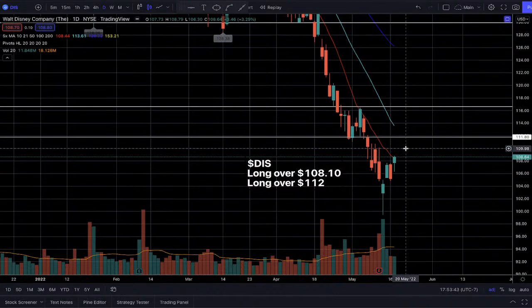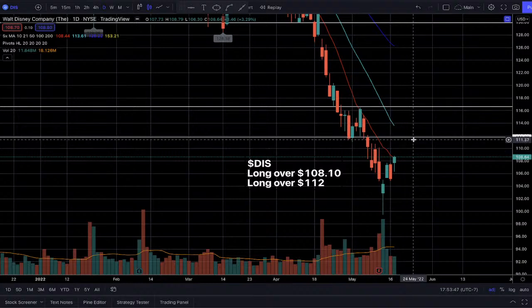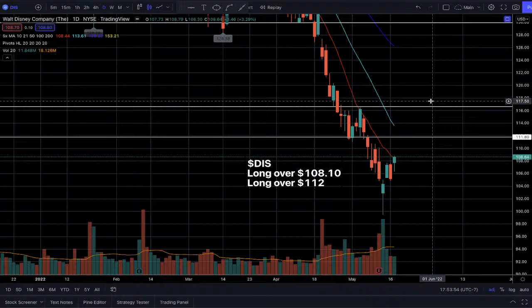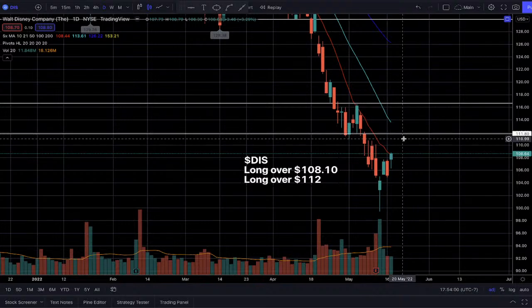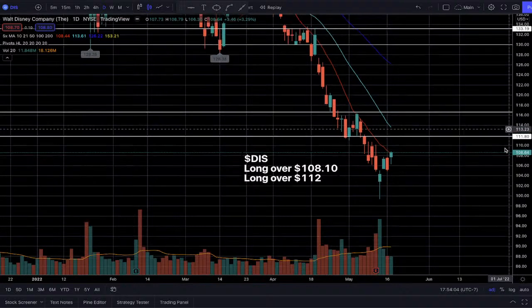Obviously, that's going to be weeks of consolidation that you need to wait for underneath 112. At this resistance, we need to see some consolidation before heading higher and over that $112 for a long position. But yeah, that's it for Disney. Nothing much to see here.